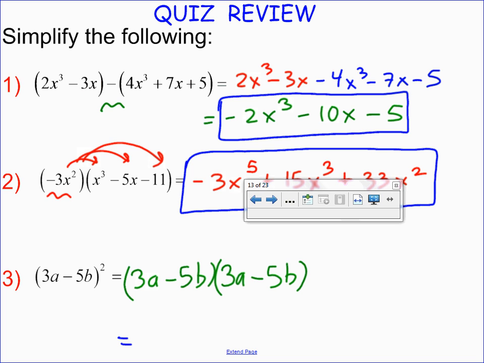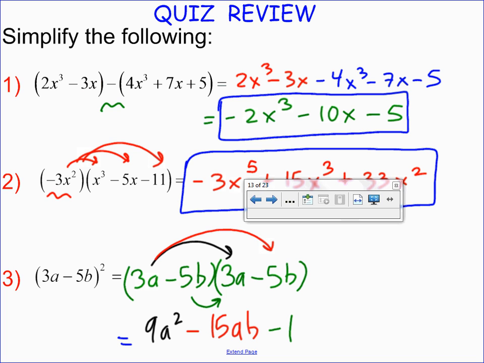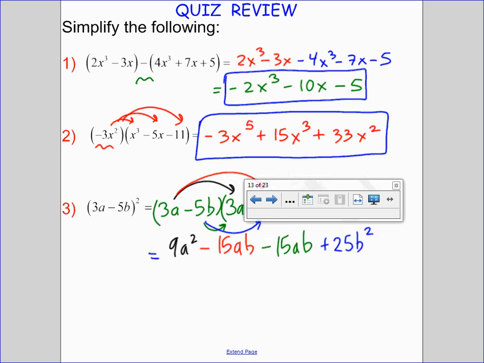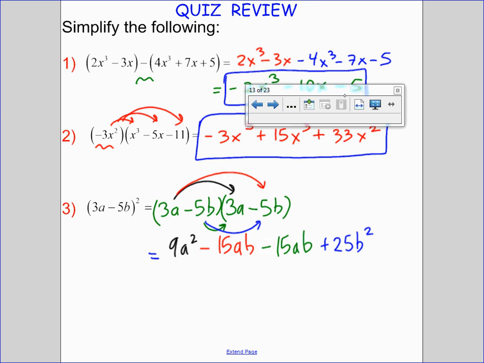Here we go. You can recognize this as my first: 9a squared. My outside product would be 3a times negative 5b, which is negative 15ab. My inside product would be negative 5b times positive 3a, which is negative 15ab again. Both of the 2 come from that special pattern. And then negative 5b times negative 5b is plus 25b squared. So notice how our binomial squared is just a FOIL problem in disguise. It'll always be a trinomial result.